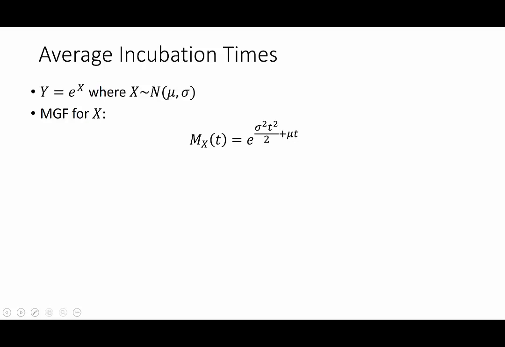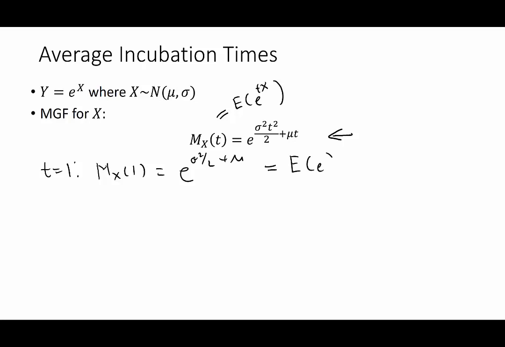Recall that the moment generating function for a normal random variable is given by this formula, e to the sigma squared t squared over 2 plus mu t. If we plug in t equals 1, then the result we get, M_X of 1, is e to the sigma squared over 2 plus mu. Recall also that the definition of a moment generating function is the expected value of e to the t times x. So by plugging in 1, we are literally getting the expected value of e to the x, which is the expected value of our log normal random variable. Wow, what a cool trick. In fact, that same trick could be used to get any other moments of the log normal as well. That will be a quiz problem for you later.